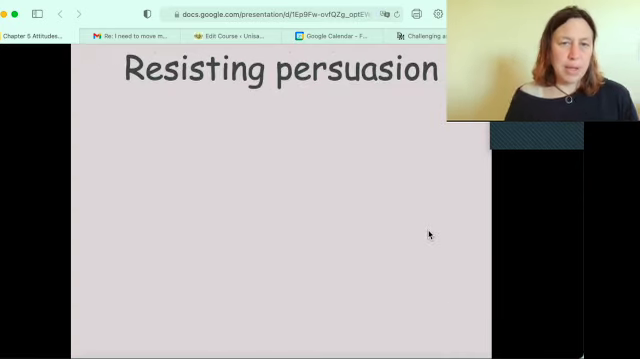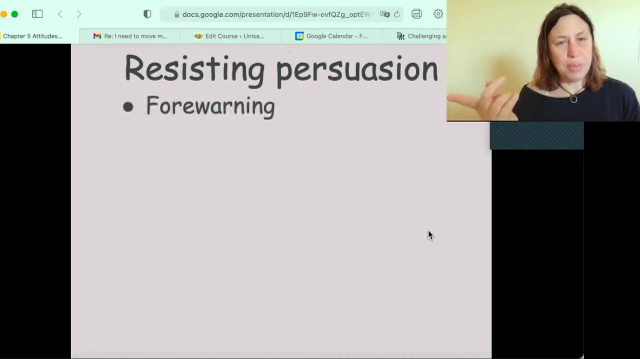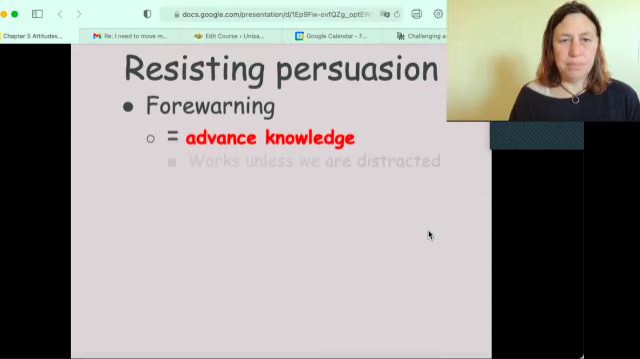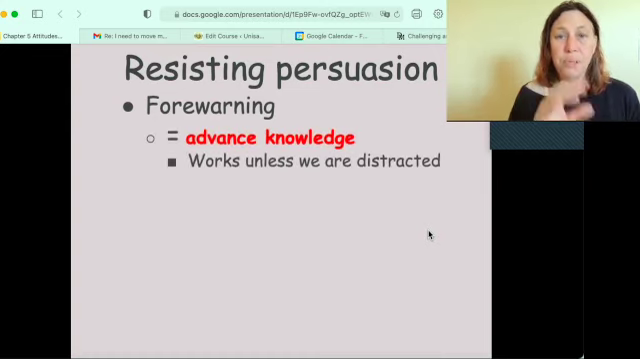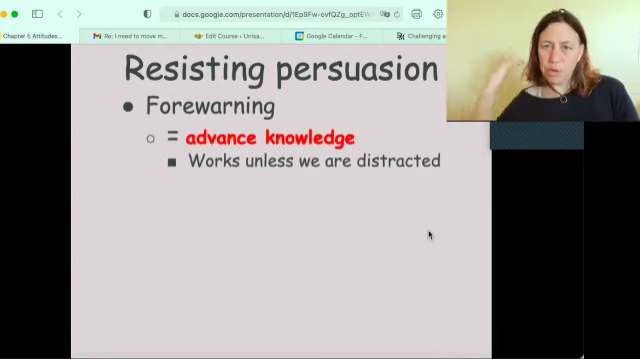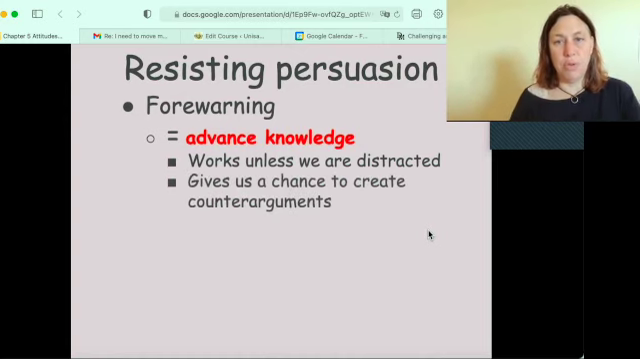All right. Resisting persuasion. How do we resist being manipulated and played in this way? Firstly, just knowing that we're being played is an excellent thing. So if you know someone's trying to persuade you or manipulate you, just knowing that helps protect you. Secondly, not being distracted. If we're distracted, we don't have our defenses up. We can't stop and think and give counter arguments.